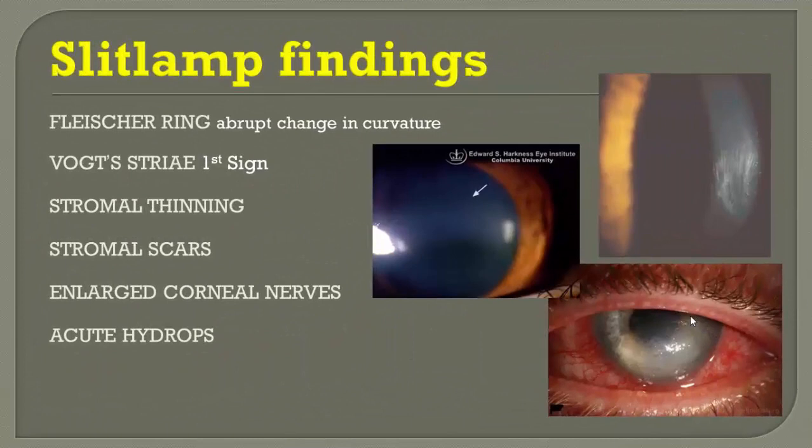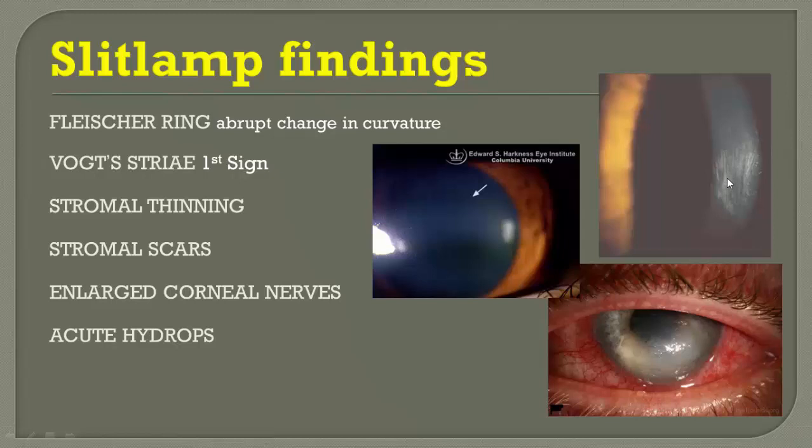Other slit lamp findings include Fleischer ring, like here, which is a line of deposition of iron at the base of the cone. The second slit lamp finding is Vogt's striae, which are lines of stretch marks present in the Descemet membrane, forming vertical lines, and can be seen by slit lamp.